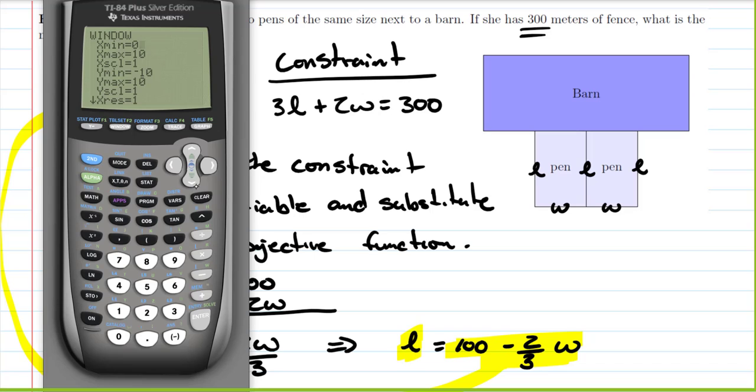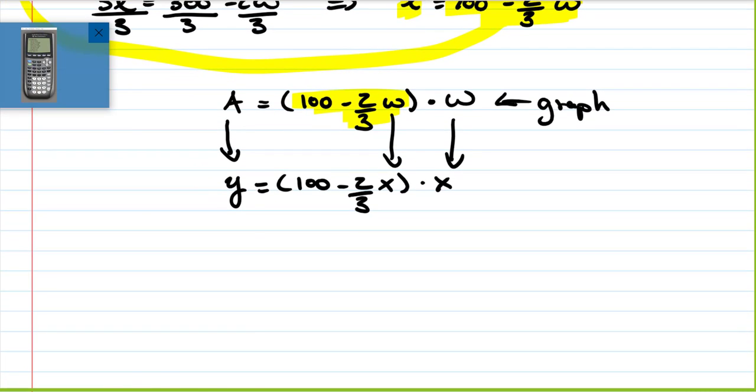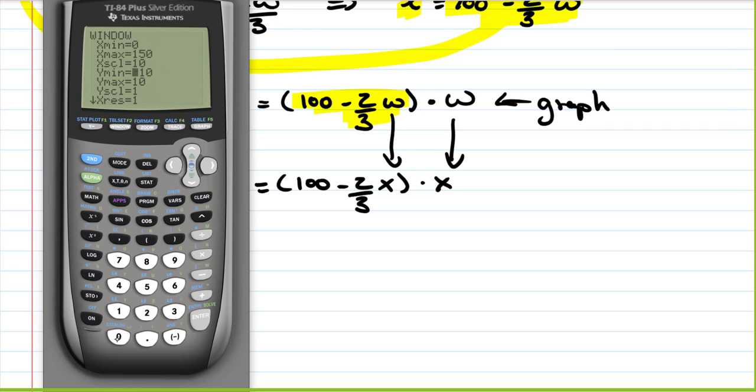So I'm going to have my X min as 0, and my X max as 150, and I'm going to change my Y scale to 10. And then Y is playing the role of area, and that one we're just going to have to guess. So area has to be positive, so I'll make Y min 0, and then I'm just going to guess something for Y max. And I'm going to say 1,000. And then I'm going to change my Y scale to 100.